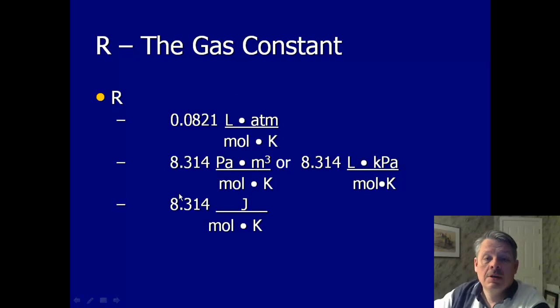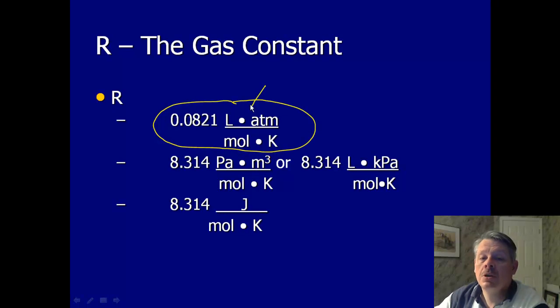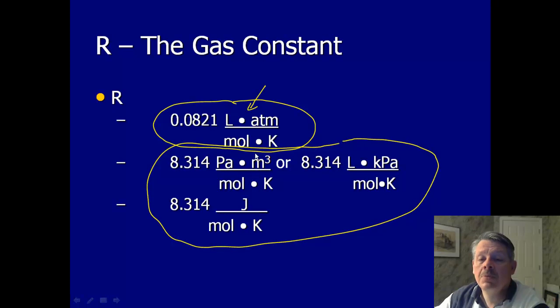So, for example, we could have a gas constant of 0.0821, but notice your units. Your units here are in liters times atmospheres divided by moles in Kelvin. Now you'll notice in all of these we're dividing by moles in Kelvin. All of these other ones are 8.314, but notice your units on top. You could have pascals and cubic meters. You could have liters and kilopascals instead of atmospheres.